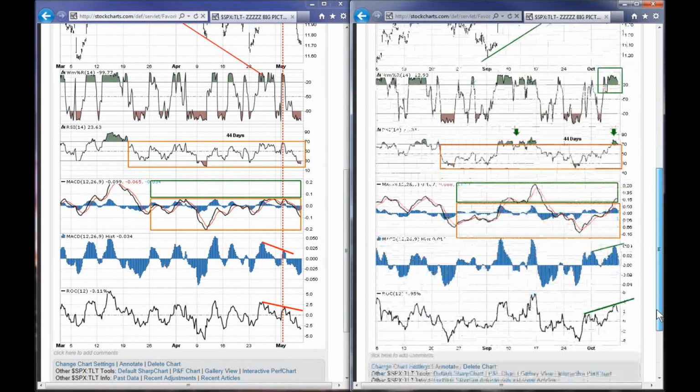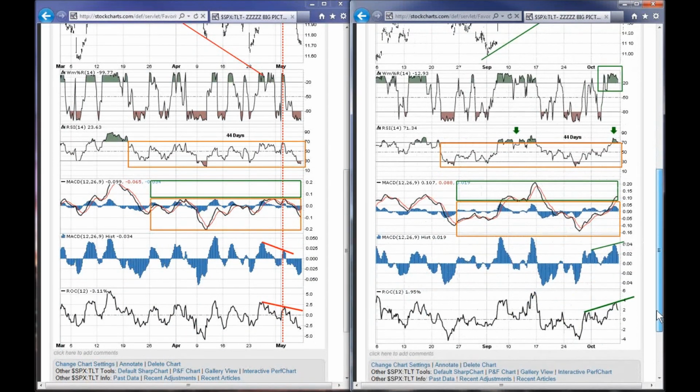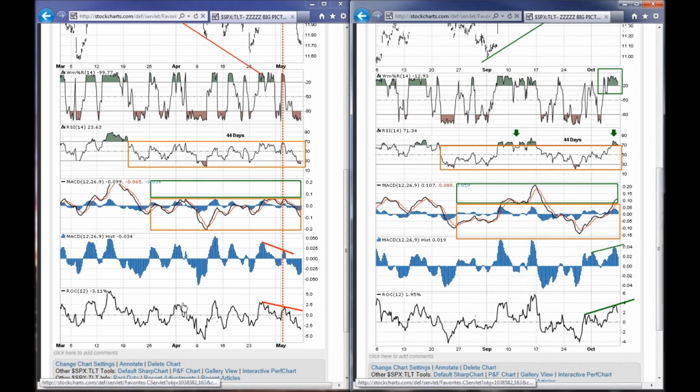Now if we come down and look at the balance of the indicators, MACD, similar situation. Looking backwards before the peak, never made it into the green box between 0.1 and 0.2. Here we did stay in the orange box a lot. If we compare that, looking backwards recently, and we're comparing apples to apples here because these are the same ratios, MACD looks much, much better. Never made it in the green box. Here we're in the green box.